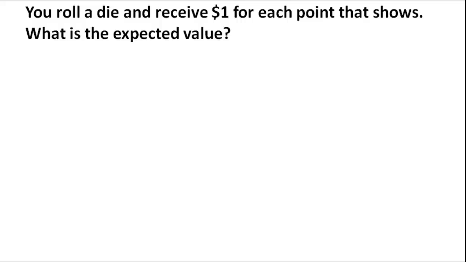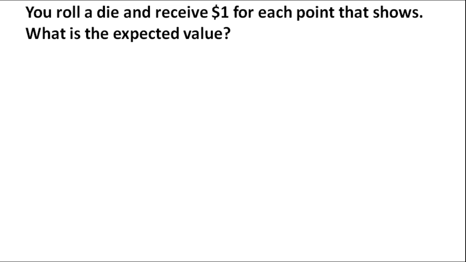With this one, we're asked to find an expected value. And it says we're going to roll a die, and this is a six-sided die. Again, if we don't specify, then we're referring to a six-sided die, like a traditional one you'd use in any sort of a board game or anything. But you're going to roll a die and receive $1 for every point that shows.